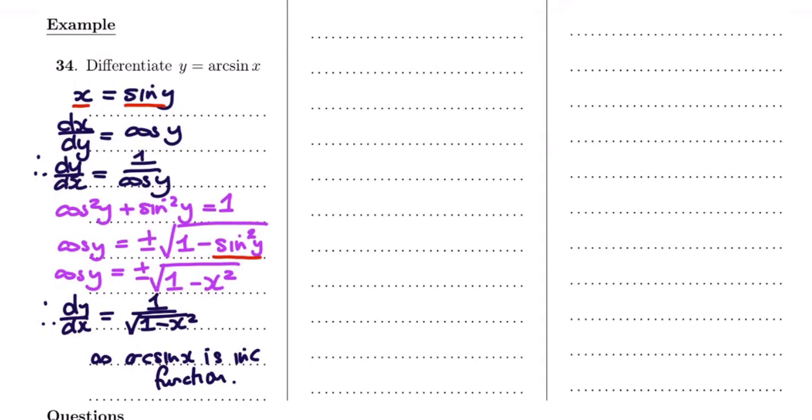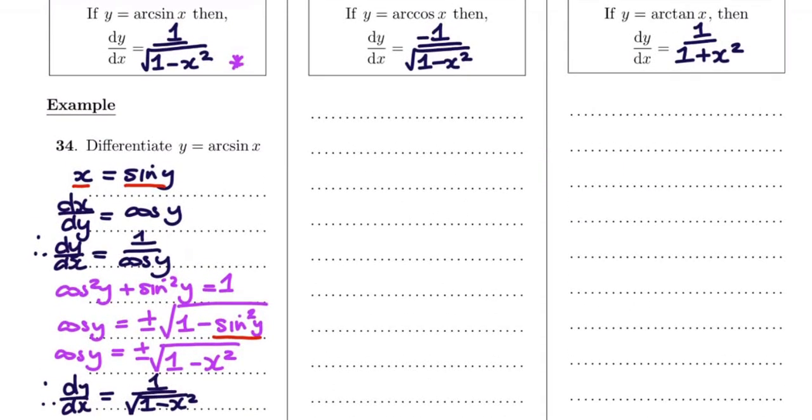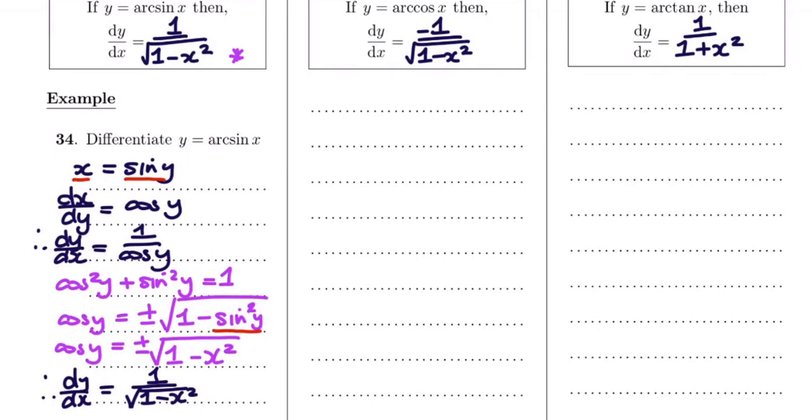Now, you'll notice that the arccos one is practically identical. You do it the same way, but you rearrange your equation to get sine y equals plus or minus the square root of 1 minus cos squared y, which gives you plus or minus the square root of 1 minus x squared. But think about the graph of arccos.